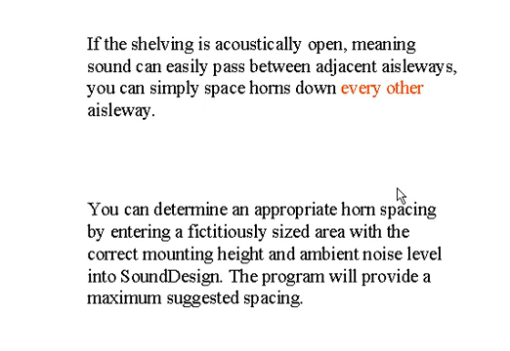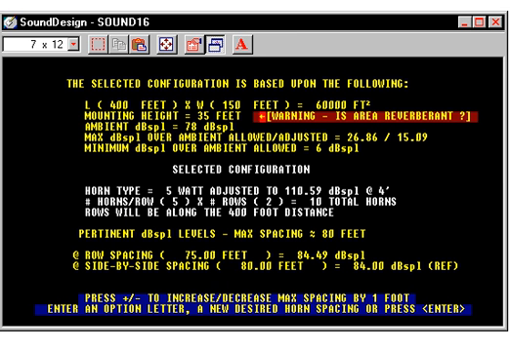If the shelving is acoustically open, meaning sound can easily pass between adjacent aisleways, you can simply space horns down every other aisleway. You can determine an appropriate horn spacing by entering a fictitiously sized area with the correct mounting height and ambient noise level into SoundDesign. The program will provide a maximum suggested spacing. I'll show you an example of that.